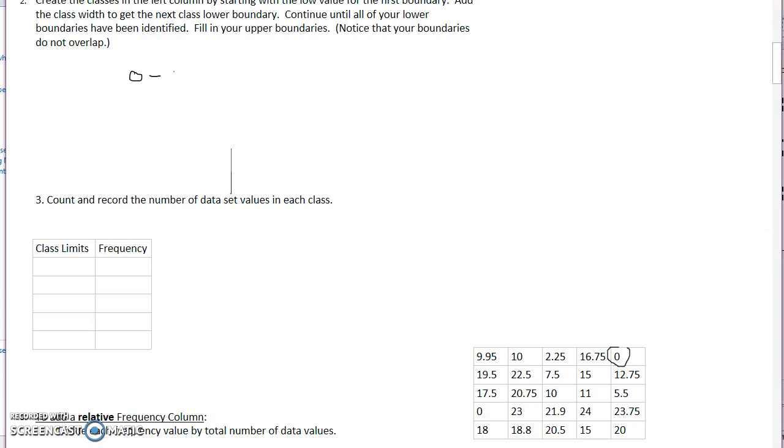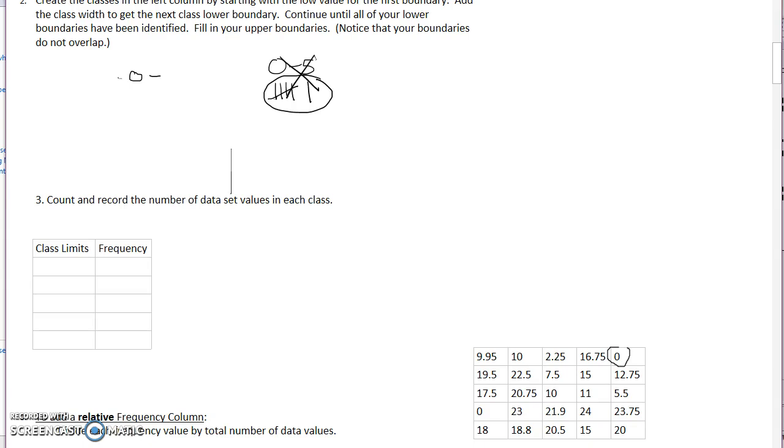Now be careful. You don't want to add 5 across, and I will show you why. If you go from 0 to 5, you have to count 0, right? So it's 0, 1, 2, 3, 4, 5. Is that a width of 5? No, that's a width of 6. So this is no good.